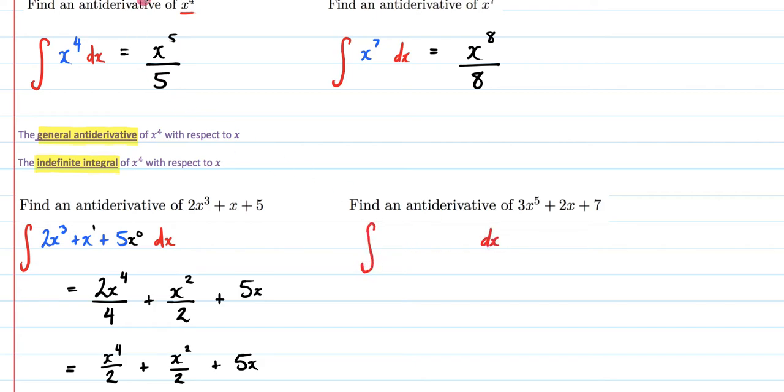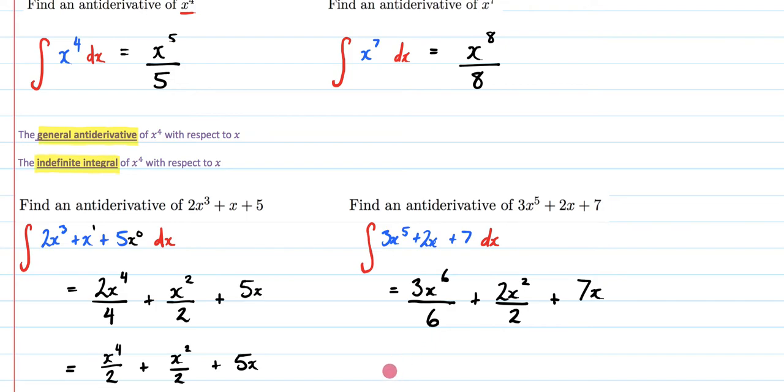That, and then we're going to write it in. 3x to the power of 5 plus 2x plus 7. So that is going to end up being 3x to the power of 6, because 5 plus 1 is 6. I divide that by my new power. Plus 2x to the 2, I divide that by my new power, and then it's going to be 7x.